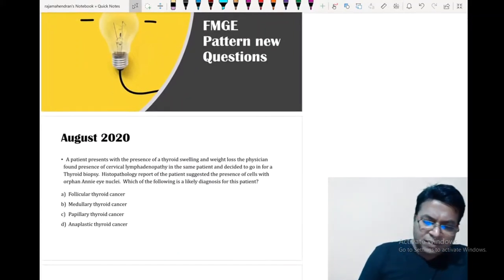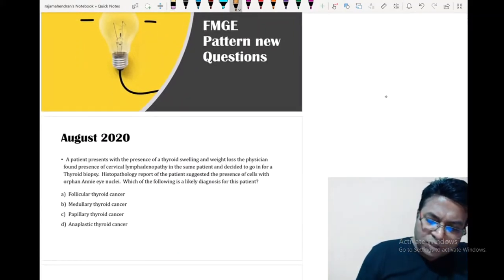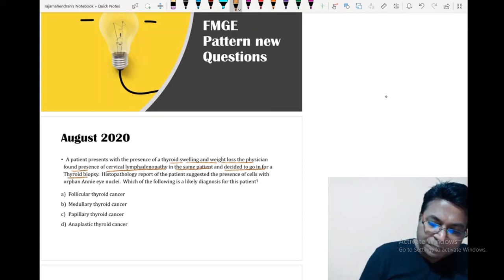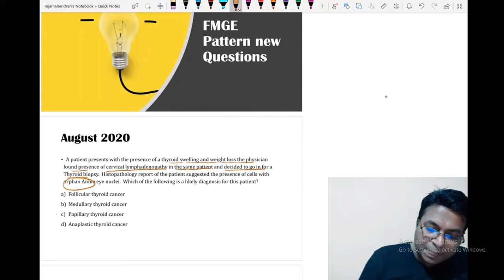A patient presents with a thyroid swelling. Okay, thyroid swelling, weight loss. The physician found presence of cervical node in the same patient and decided to go in for a thyroid biopsy. Histopathology suggested orphan annie nuclei. So the answer is clear, orphan annie nuclei, papillary cancer.